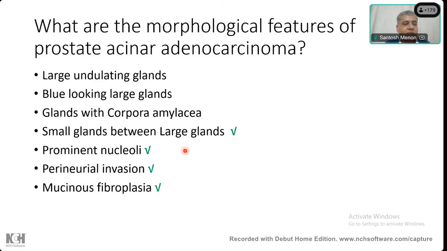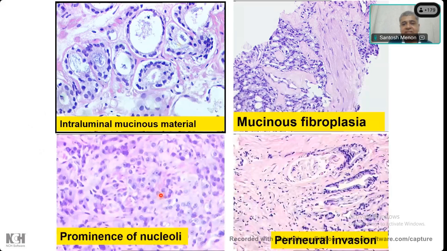Glands with all these above features with a lot of corpora amylacea. So I think these 4 features are very important: small glands between large glands, prominent nuclei when you go to high power, perineural invasion, and mucinous fibroplasia. These are very classical pictures to show.